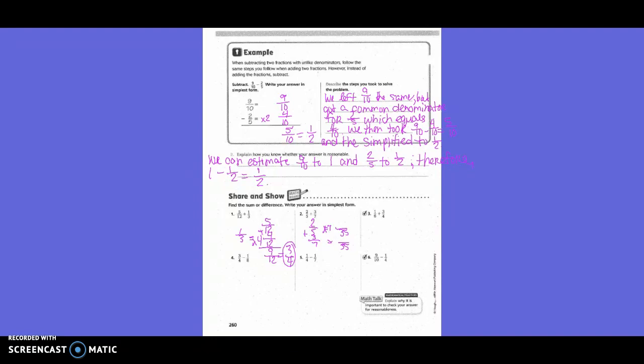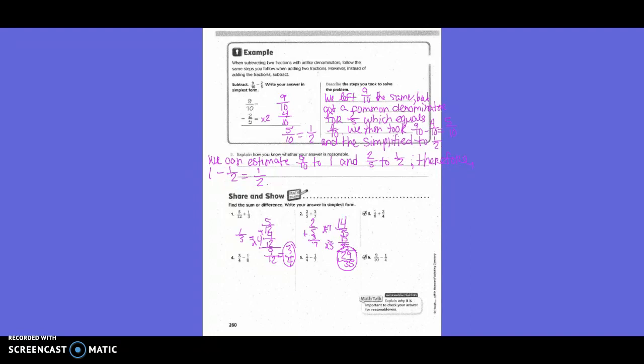2 times 7 is 14. How did I get from 7 to 35? Times 5. What I do on the bottom, I also do on the top. So 3 times 5 is 15. So 14 plus 15 is 29/35. And circle my answer. 1/6 plus 3/4. Do you change both or one?